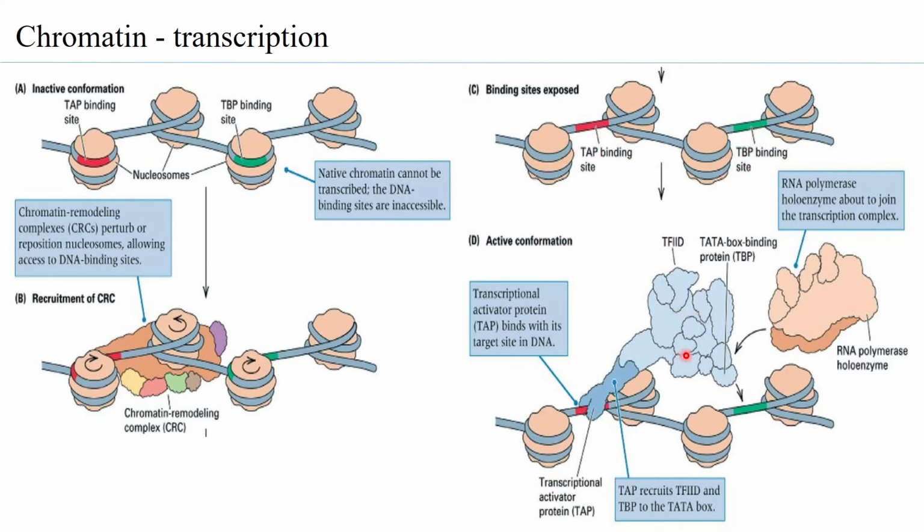So therefore, what happens is that the transcription activator protein would bind to a mediator, which in turn will bind to TFIID and TFIIB, and that whole complex will come and bind to the TBP binding site, the TATA box, recruiting the RNA polymerase from this point on. Therefore, transcription initiation will begin.